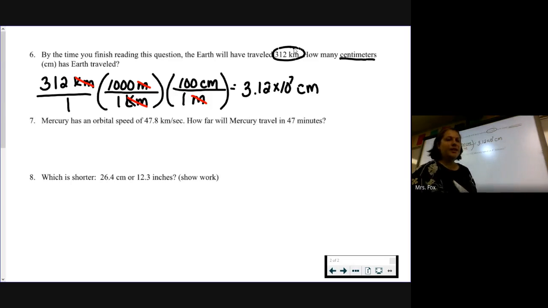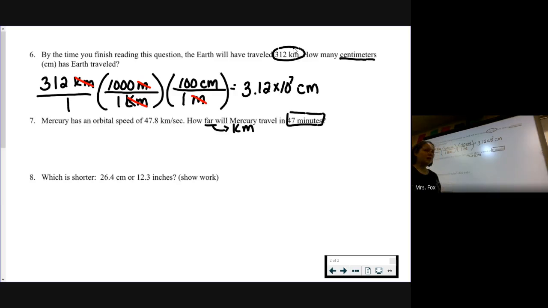All right, number 7 is a little bit of a challenge. It takes some thinking. You can't just simply start based on the numbers and units that you initially see. So the question is, Mercury has an orbital speed of 47.8 kilometers per second. How far will Mercury travel in 47 minutes? So the second part of the question is really what we're going to be starting with. So I'm starting with 47 minutes. I want to know how far it is going to travel. And the distance I'm going to want is kilometers.